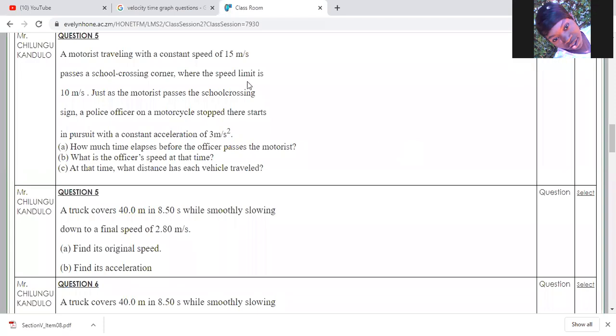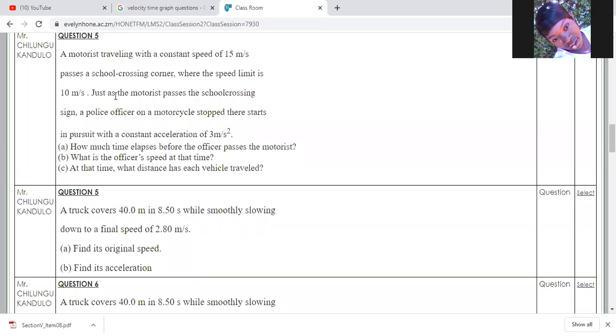Here, this person's limit is 10 meters per second, but he is moving at 15. So meaning the 10 is not going to be used, because that's a struggle with a lot of students: a value is given in the question and they must use it. So this person is moving at 15, constant. So that is no acceleration.